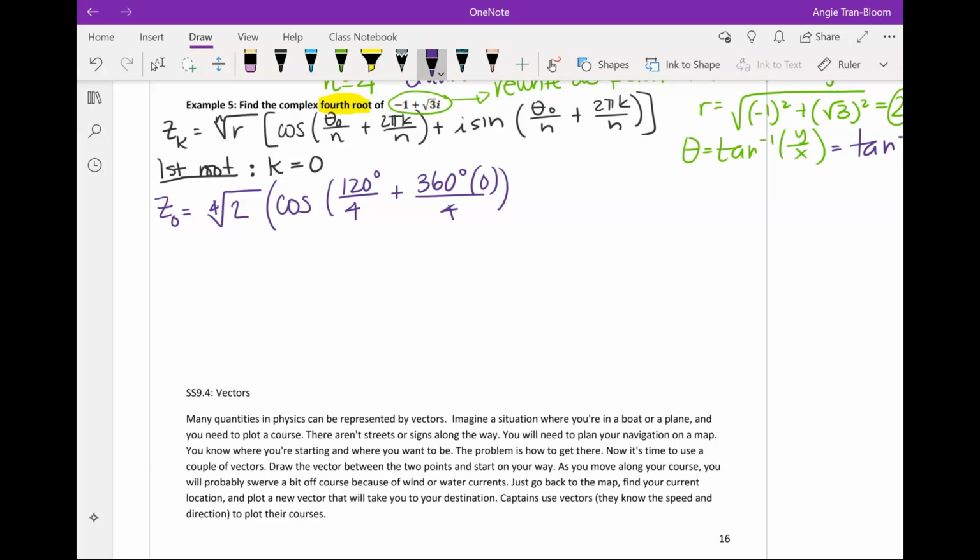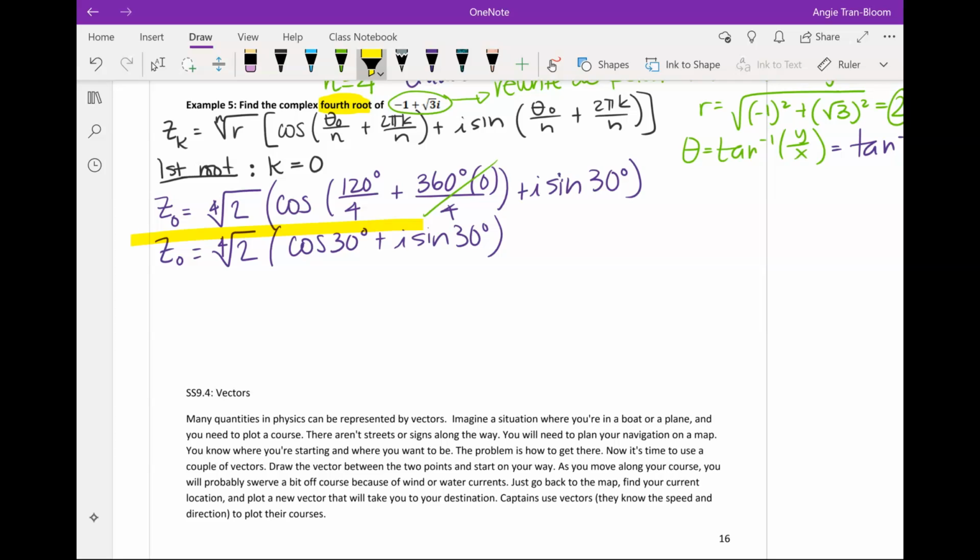All right, so what's 360 times 0 divided by 4? 0. What's 120 divided by 4? 30. So can I just straight up write I sine 30 degrees? Okay, and then I'll simplify this side. So first root: fourth root of 2 cosine of 30 degrees plus I sine of 30 degrees. That's root numero uno. How many more roots are we looking for? 3 more, because it says all 4 roots.